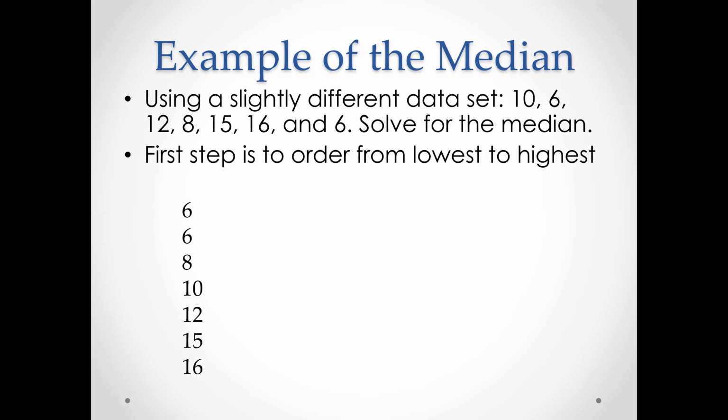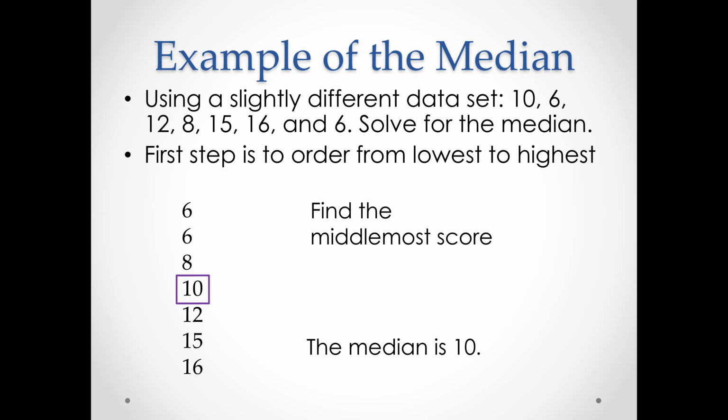Then we start from the bottom. We go up 4, 16, 15, 12, 10. And look at that, 10 is the middlemost number. Okay, so that would be our median in this example. Okay, so that's if you have an odd number of data.